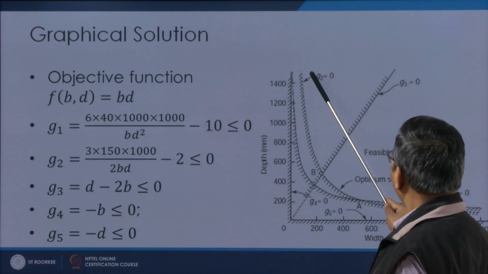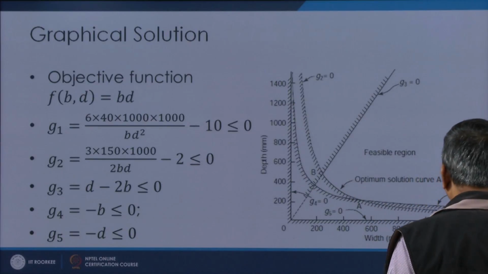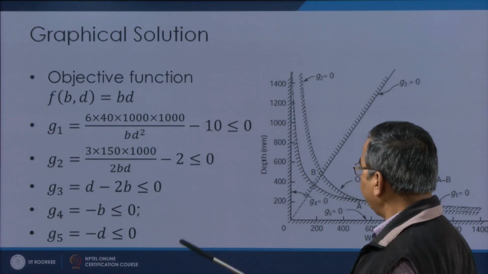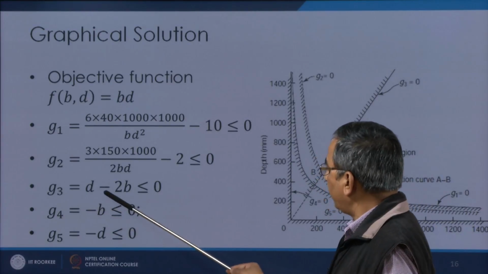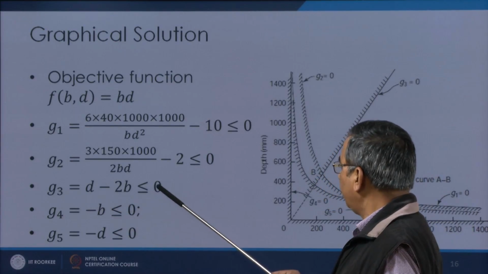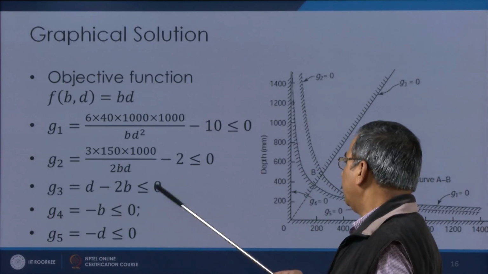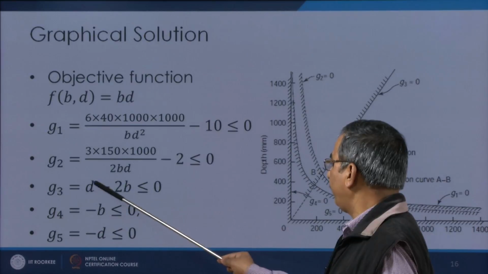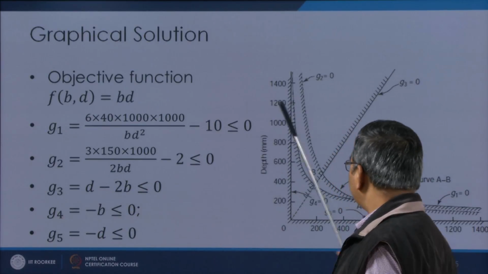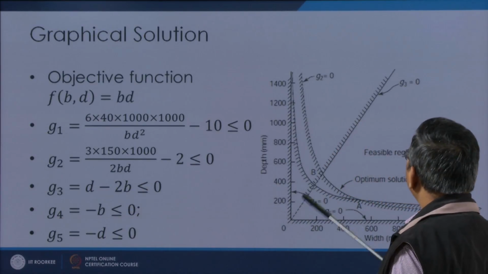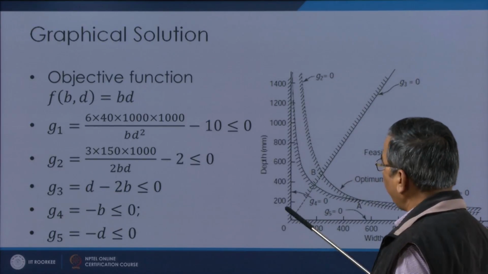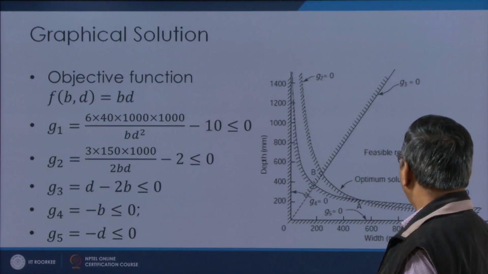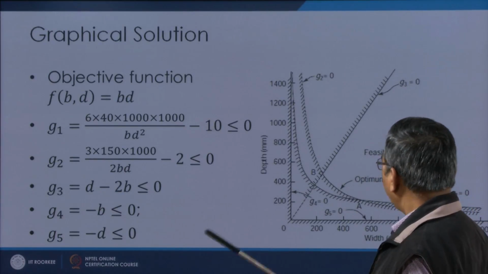So, this is my G2 contour. This is being plotted, and then we have the contour for G3, that is D minus 2B less than or equal to 0. Here again we take the equal sign, and for a given value of B find out the value of D. This is going to be a straight line expression passing through the origin. So, this is my constraint G3 equal to 0, fine.